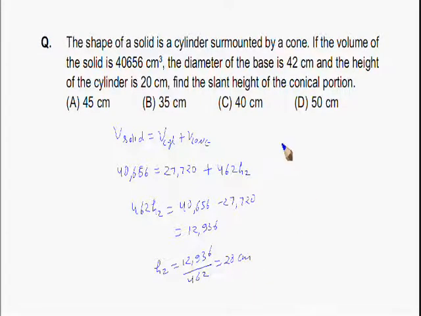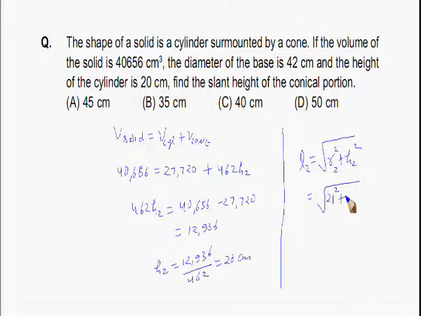Now in the cone we find the h2, that is the height of the cone, but we have to find the slant height. The slant height L2 is equals to under root of r2 square plus h2 square. The value of radius is 21 square. The value of h2 we already calculated, that is 28 square.